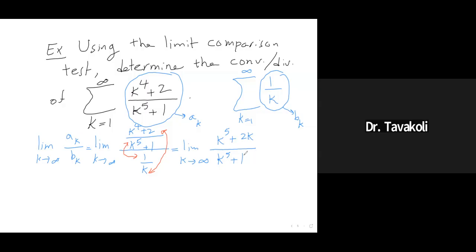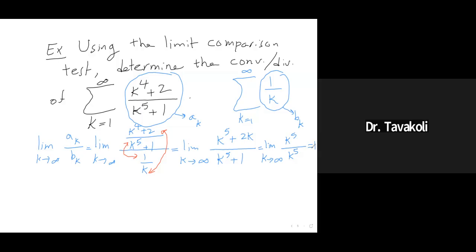As we have done before in the discussion of the limits of sequences, to find this limit as k tends to infinity, we can keep the term with the highest power from the top and the term with the highest power from the bottom. And k to the 5 over k to the 5 is 1, so the limit is 1. So we can use the limit comparison test.